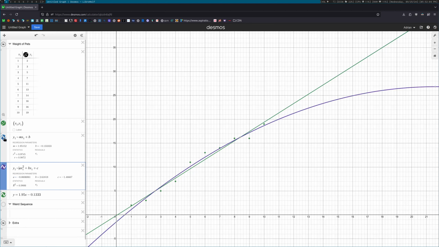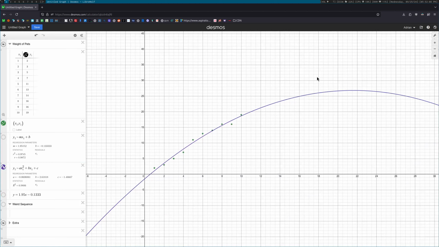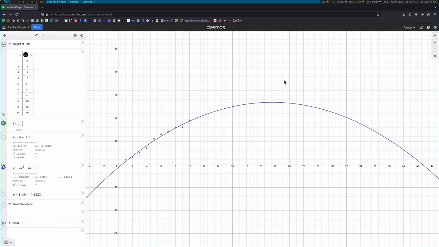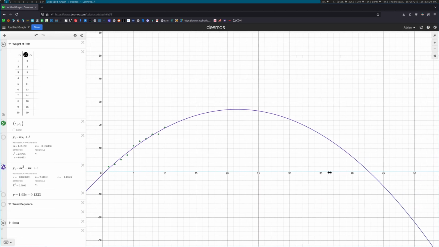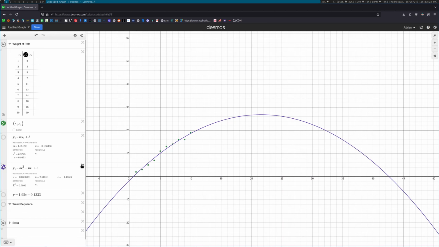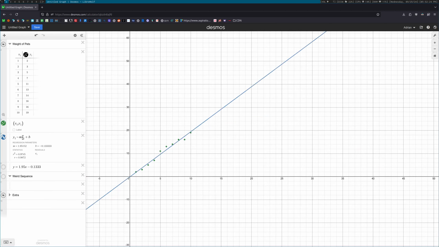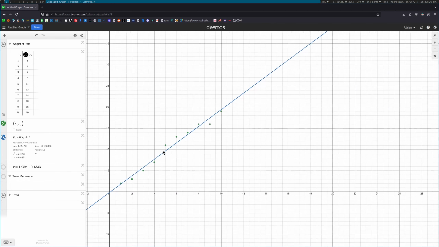Okay, let's see how well these points match up. Not too bad. But here, the problem would be, once your pet reaches a certain age, it starts to go down again. Could depend on the pet, but this might be weird considering some pets. So I would probably stick to a linear regression here. Okay, and here are these numbers.